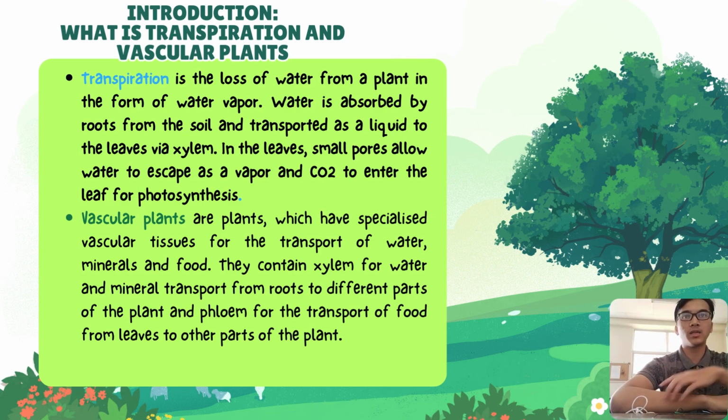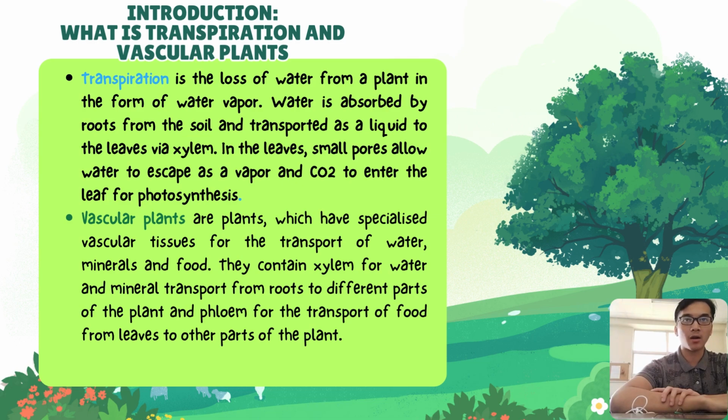Introduction. What is transpiration and vascular plants? Transpiration is the loss of water from a plant in the form of water vapor. Water is absorbed by the roots from the soil and transported as a liquid to the leaves via xylem. In the leaves, small pores allow water to escape as a vapor and CO2 to enter the leaf for photosynthesis.